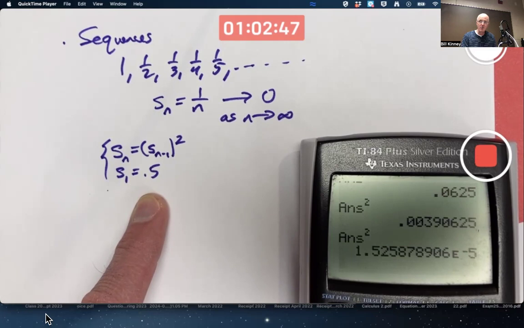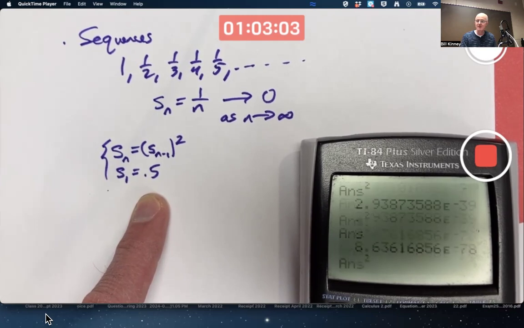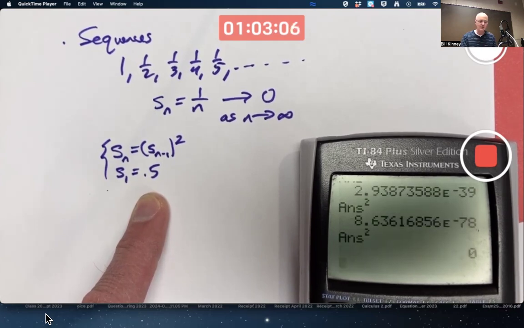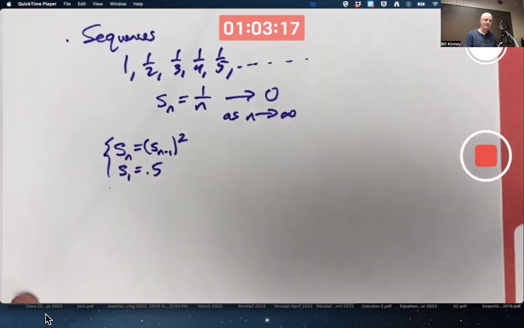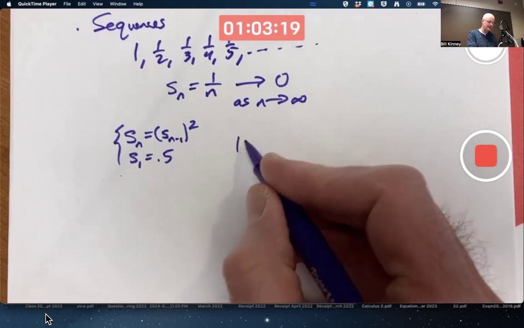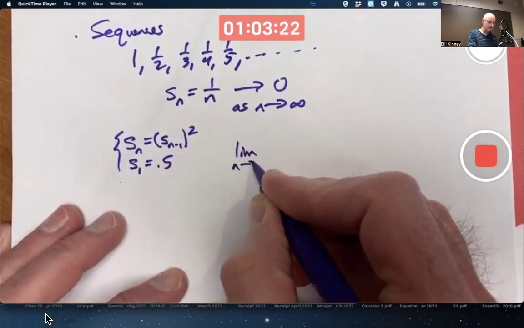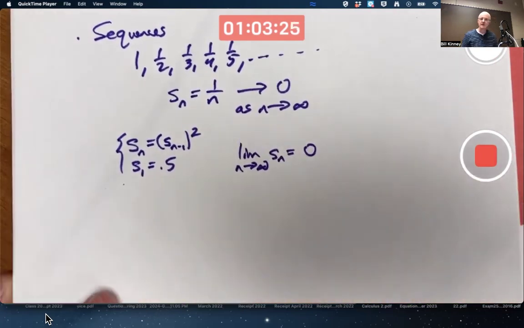These numbers get small pretty rapidly. S6, S7, S8. By the time we reach S10, we're lower than 10 to the negative 100 power with this example. And the calculator could say underflow, but decides to round it to 0. It doesn't actually equal 0 ever, but it gets arbitrarily close very rapidly. This one goes to 0 as well. You could use this kind of notation. You could also use limit notation. The sequence converges to 0.